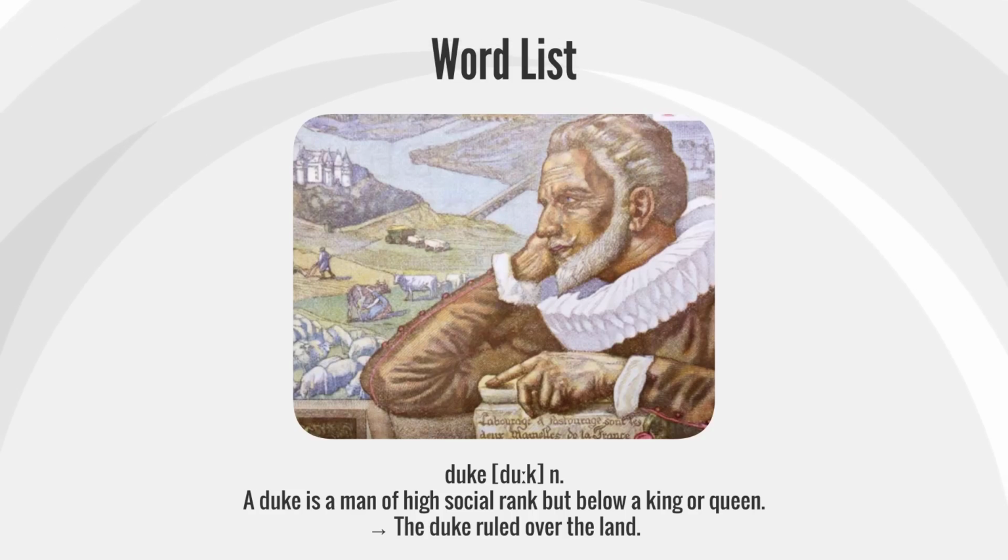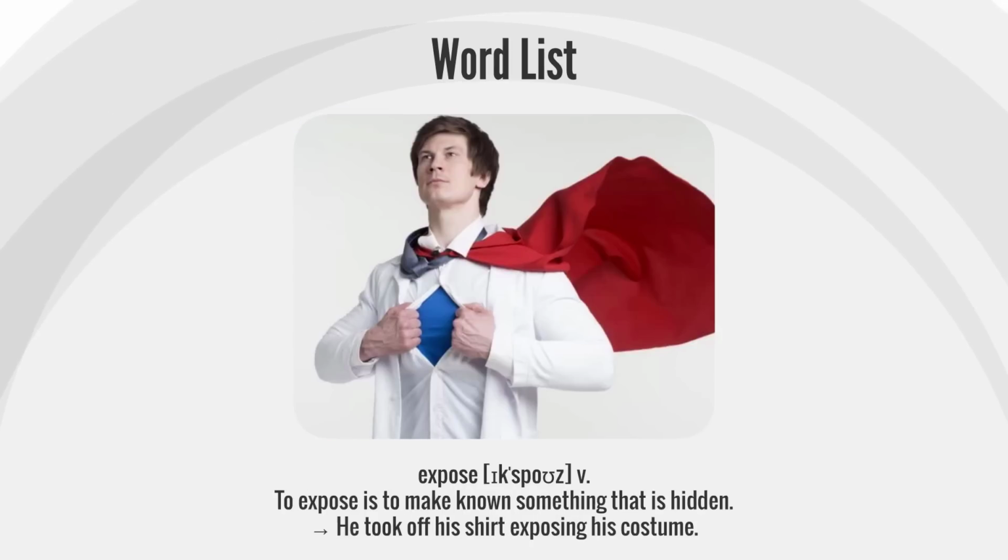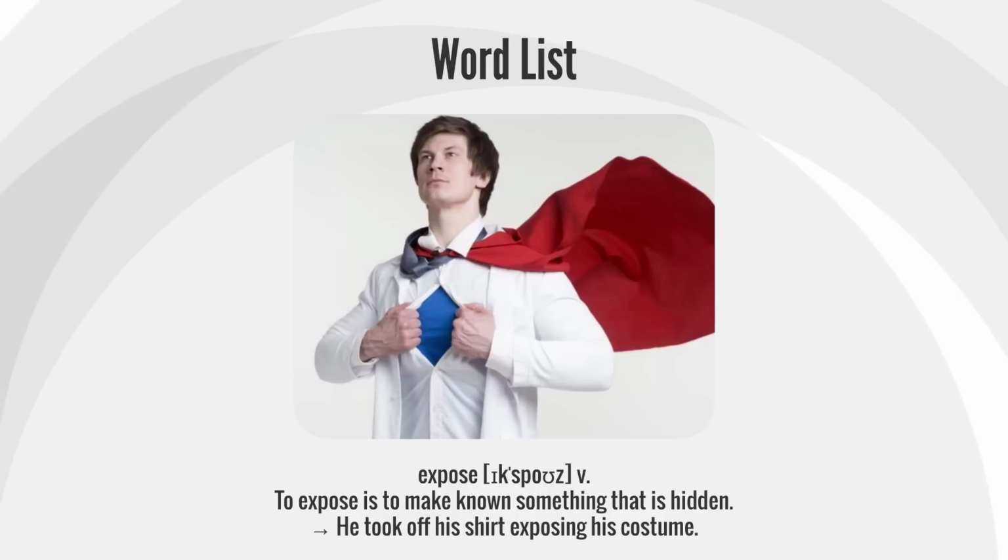Duke. A duke is a man of high social rank, but below a king or queen. The duke ruled over the land. Expose. To expose is to make known something that is hidden. He took off his shirt, exposing his costume.